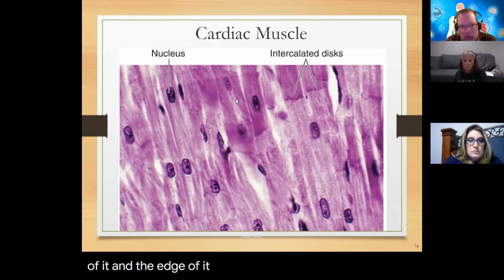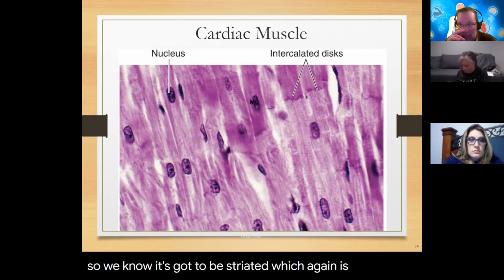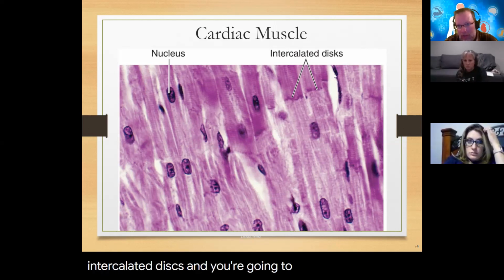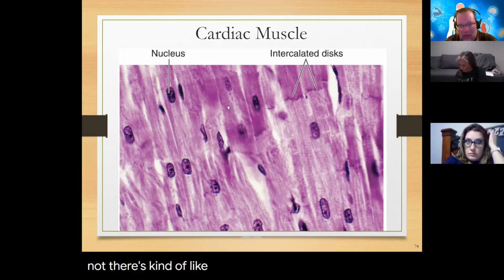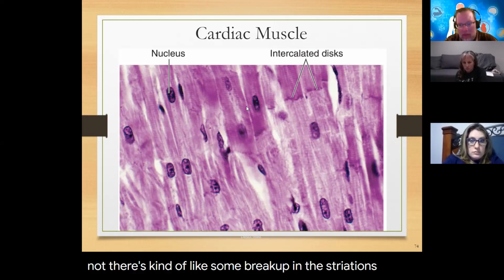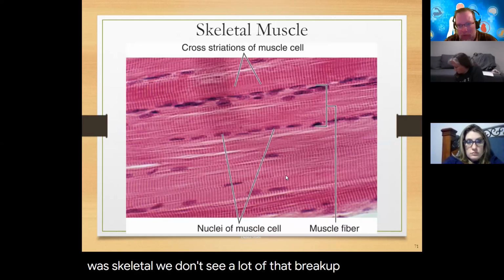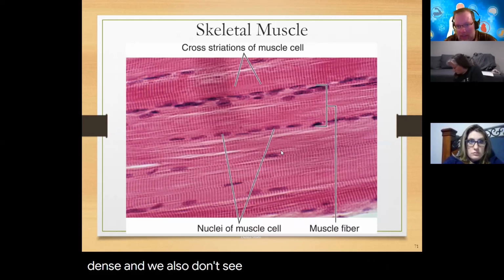Okay. But you can see some striations, so we know it's got to be striated. Is it cardiac? Is it skeletal? I see stripes. Well, you're going to go after these intercalated discs, and you're going to go after whether or not there's kind of some breakup in the striations. Notice with skeletal, we don't see a lot of that breakup. They're pretty dense, and we also don't see those intercalated discs anywhere.